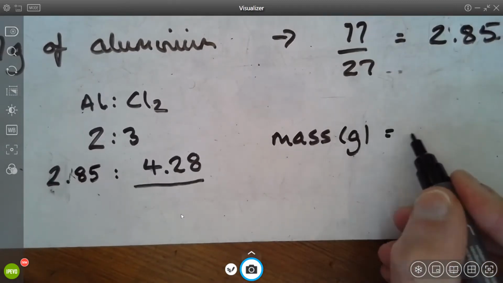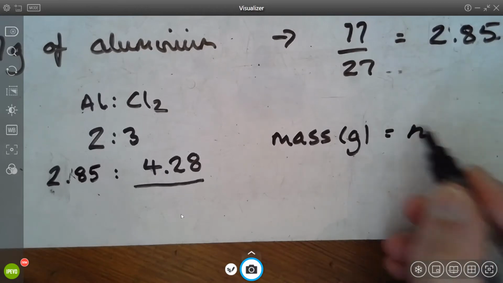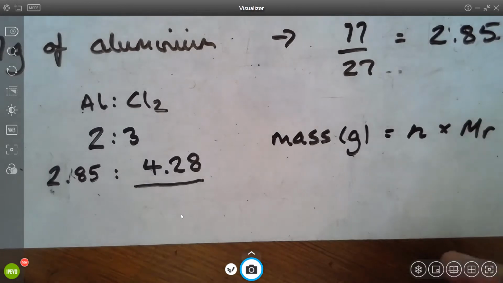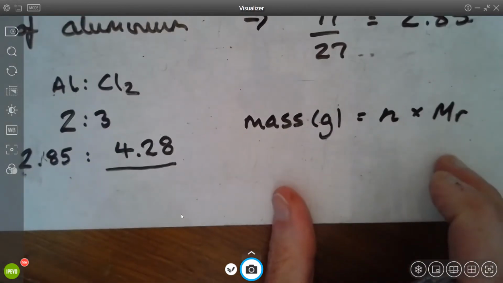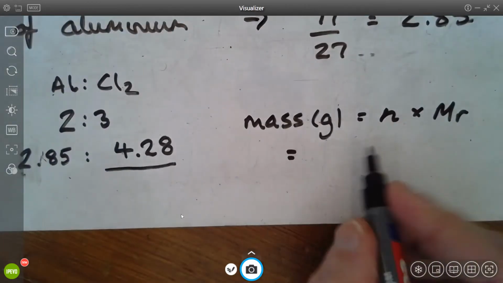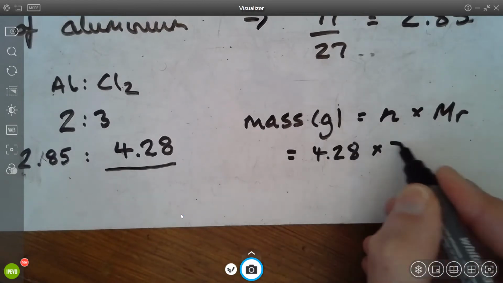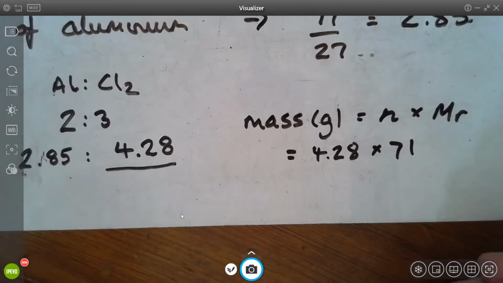It's the number of moles, I'm going to simply call that N, times by the MR. The MR, not the AR. It's a molecule of chlorine. Therefore, 4.28 times 71, and this will give us the answer in grams.